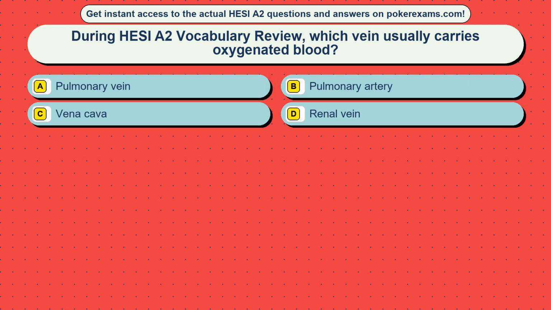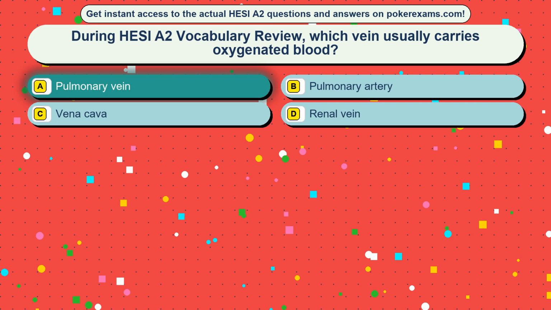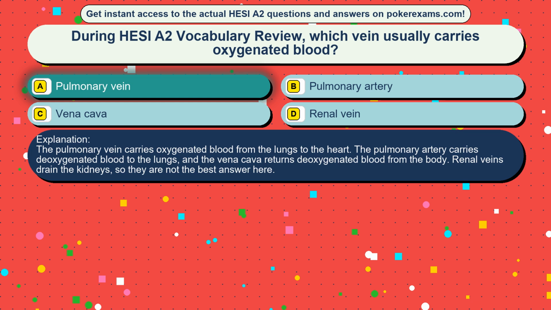Question 41. During HESI A2 vocabulary review, which vein usually carries oxygenated blood? Option A, pulmonary vein. Option B, pulmonary artery. Option C, vena cava. Option D, renal vein. The correct answer is option A, pulmonary vein. The pulmonary vein carries oxygenated blood from the lungs to the heart. The pulmonary artery carries deoxygenated blood to the lungs, and the vena cava returns deoxygenated blood from the body. Renal veins drain the kidneys, so they are not the best answer here.